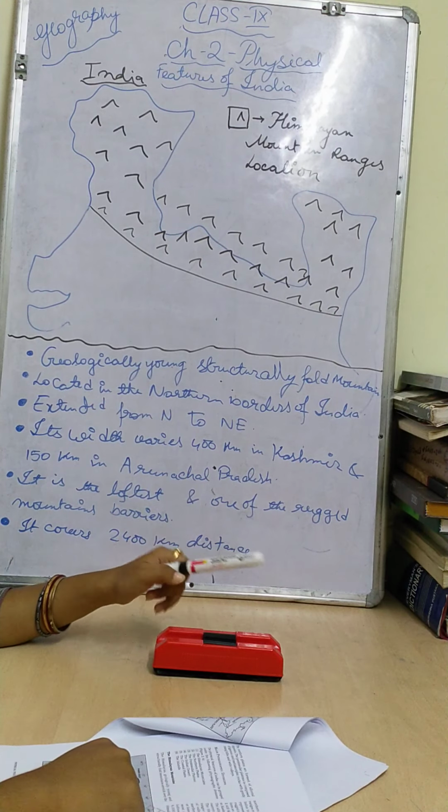Okay, children. Next, I will tell you that it is the loftiest and one of the most rugged mountain barriers. Here I am going to explain that it is the loftiest. Loftiest means the world's highest peaks are located here. Children, you know better than Himalayas. Most of the world's highest peaks are around 8,900 meters high, around 9 kilometers, that of Mount Everest located in Nepal.